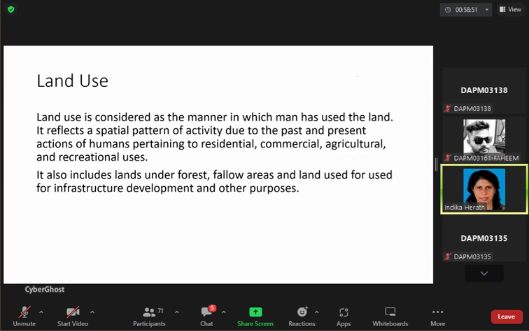Likewise, we have various land use patterns, right? Even within agriculture, there can be other categories, but basically residential, commercial, agricultural, recreational. So those are the basic categories. It also includes the lands under forest, fallow areas, and land use for other infrastructure development, roads and playgrounds and all those things, right?